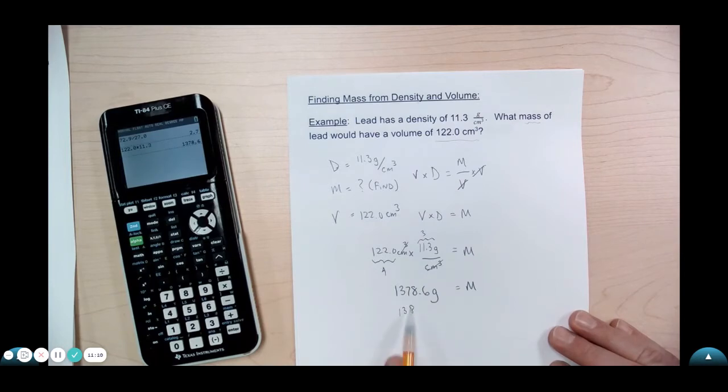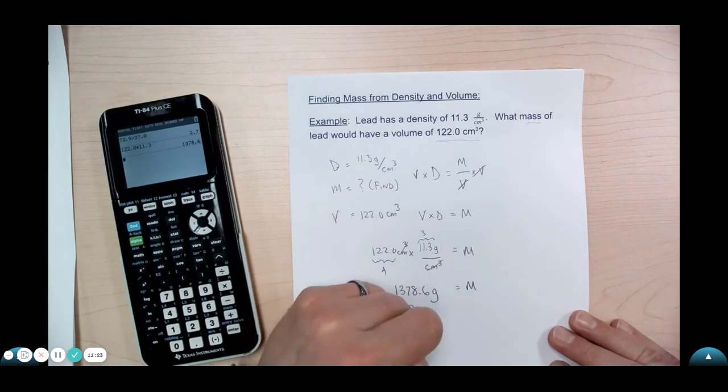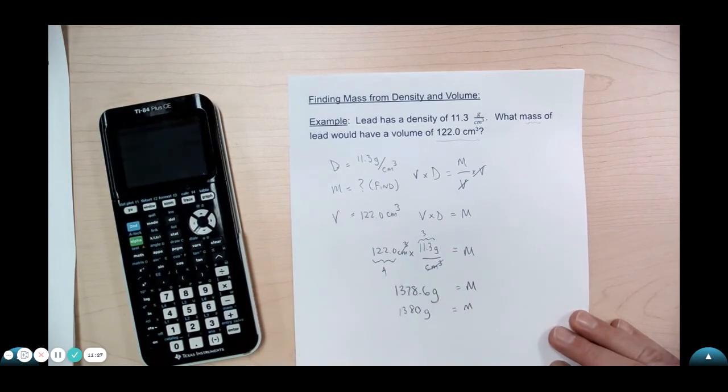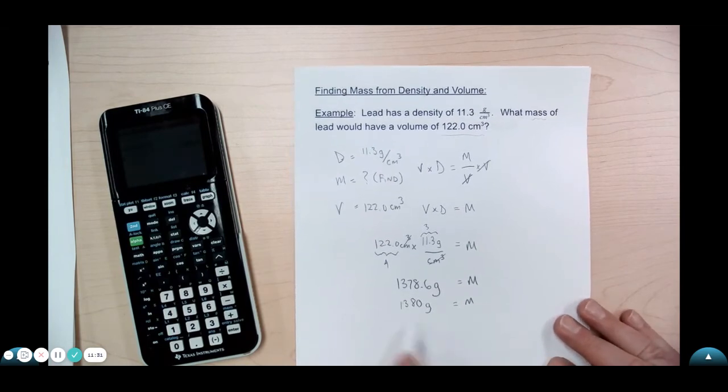So I'm rounding off to the nearest tens place. Question is, is this closer to 1,380 or 1,370? Since the 7's followed by an 8, this is closer to 1,380. That's the correct way to round this off. 1,380 grams. That's a good answer.